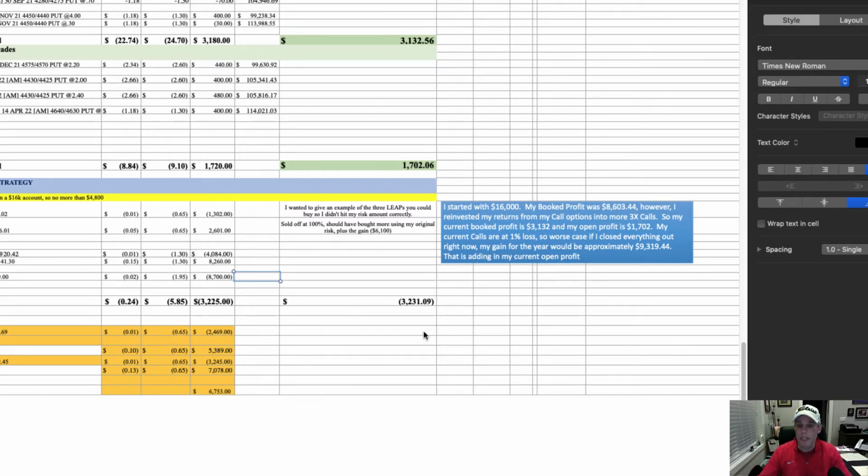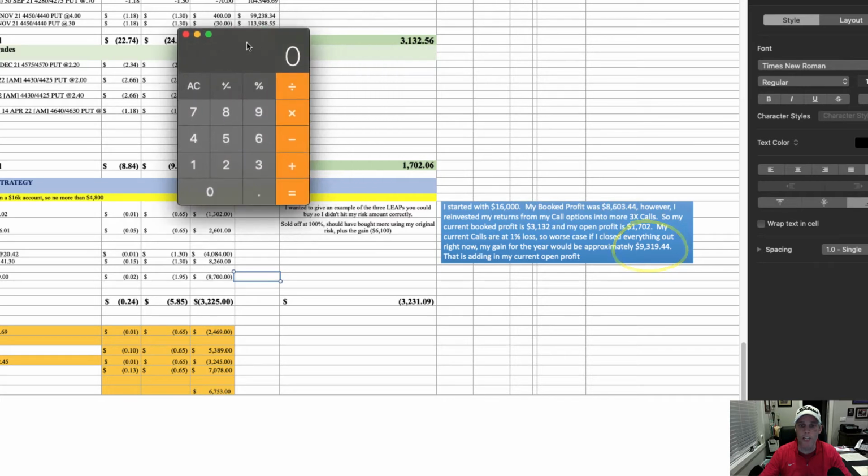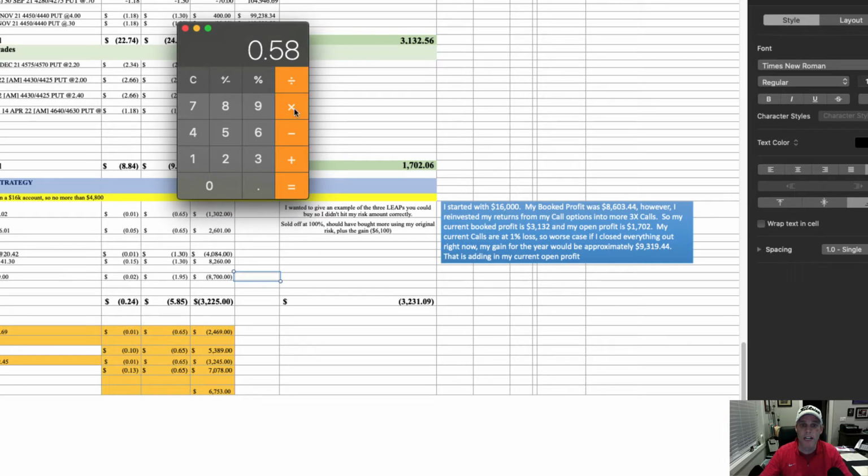So my book profit would be $93.19. So how do I determine what that return is for the year? We just take the $93.19 and divide it back into our $16,000, and then multiply that times 100. And you can see we generated a 58.24% return. Okay, so I've beat the market.